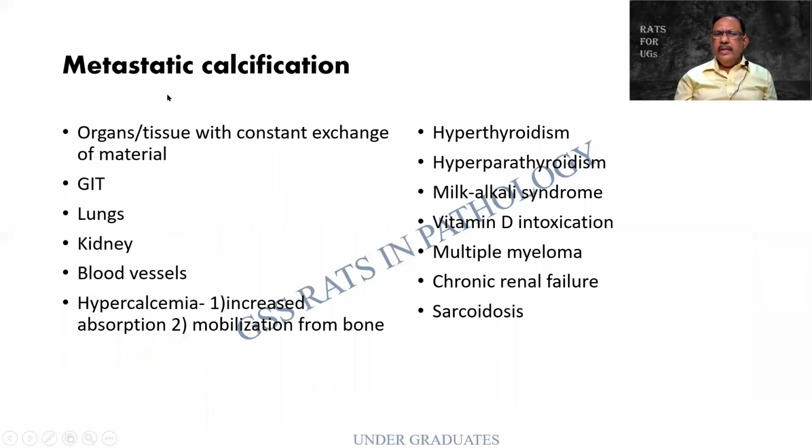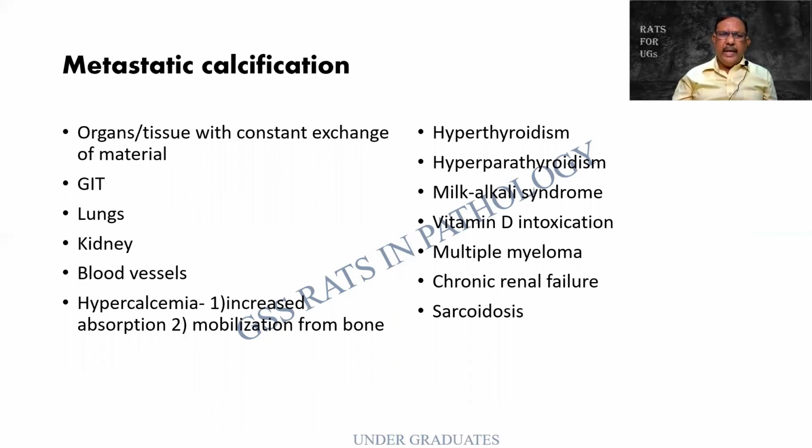Next friend of ours is metastatic calcification. Metastatic calcification, there is a specification. It occurs in organs or tissue with a constant exchange of material across them. This is one way to remember. Organs or tissues which are having constant exchange of material across them. So what are they? The GIT, obviously, lungs, kidney, blood vessels. What is common to all of this? There is a lumen and then there is an exchange of material across the wall.